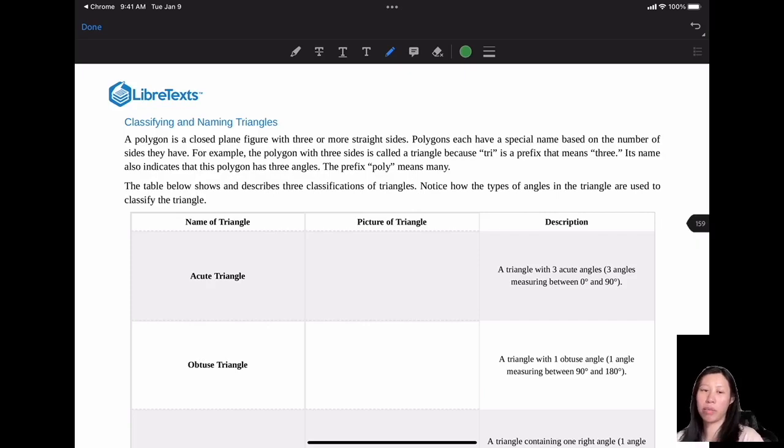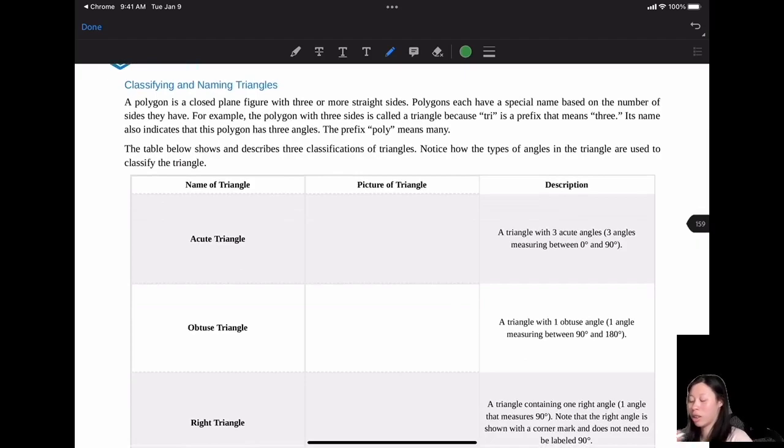So in this chapter, I'm going to talk about triangles. So here are the different types of triangles. We have an acute triangle. So what's an acute triangle? An acute triangle means a triangle with three acute angles, which is this one. These angles all are acute angles, which means the measurement is between 0 to 90 degrees.